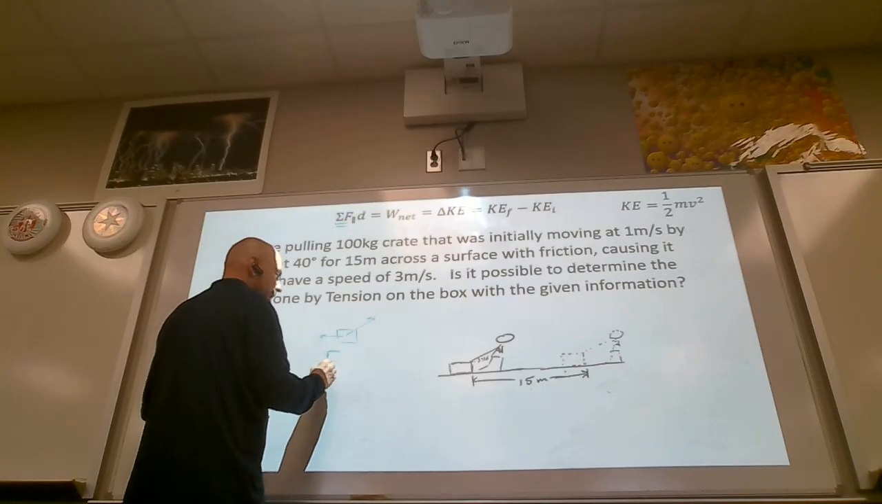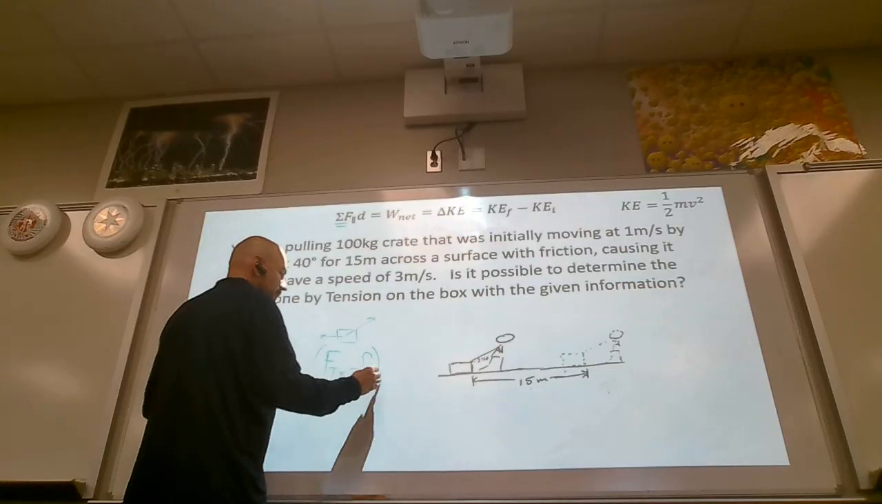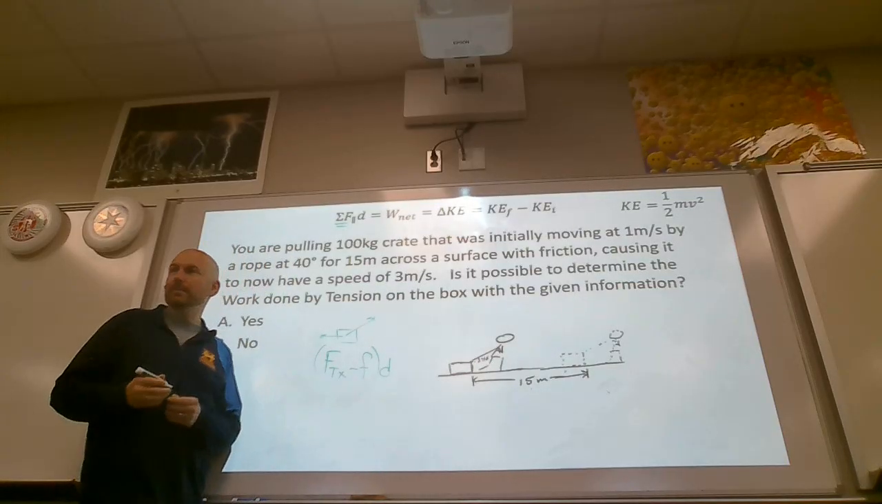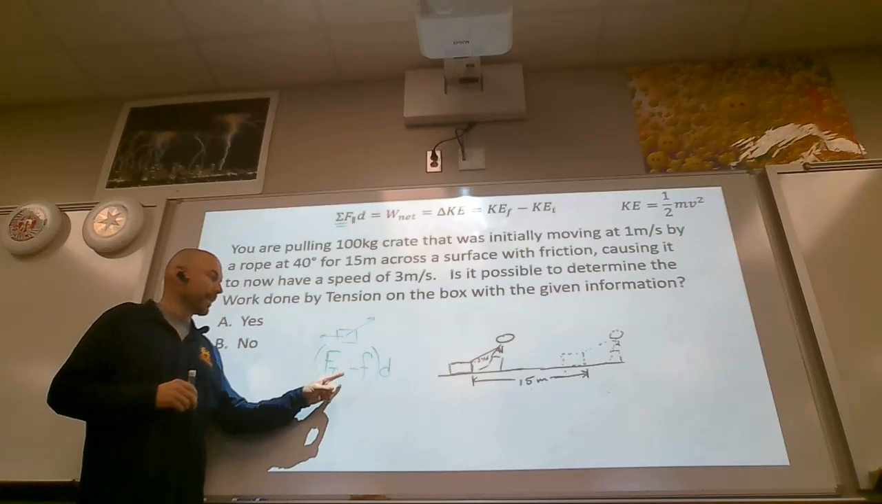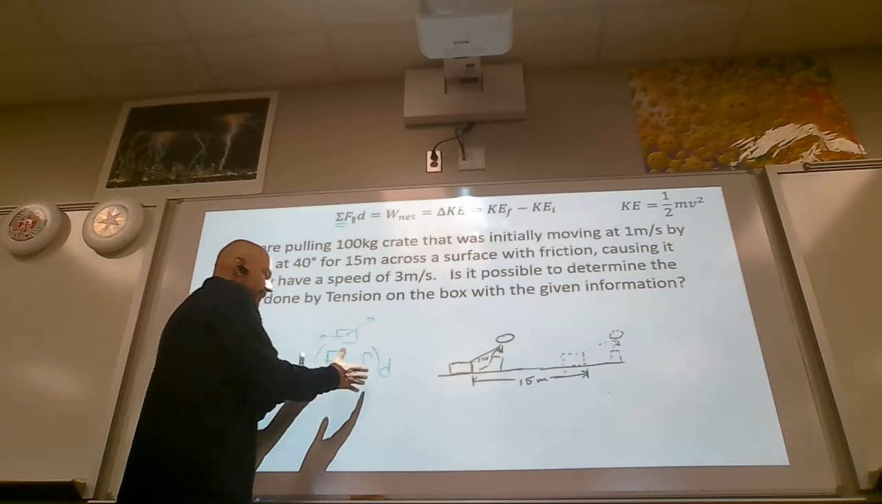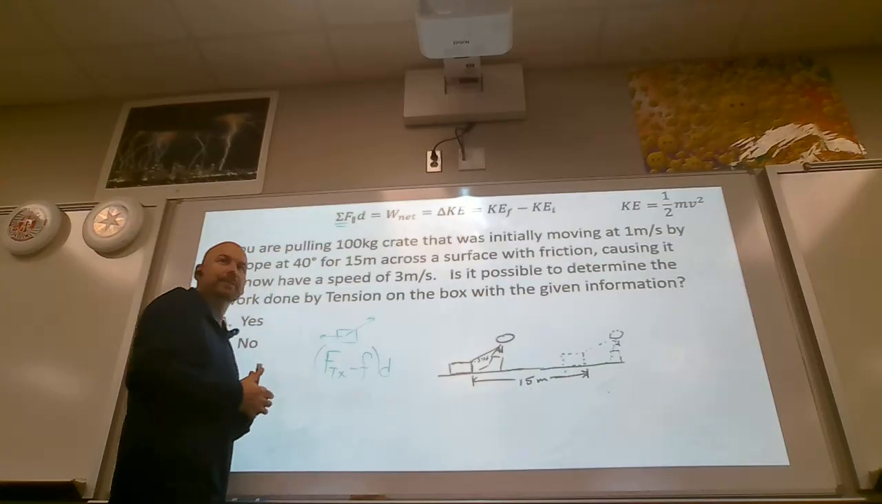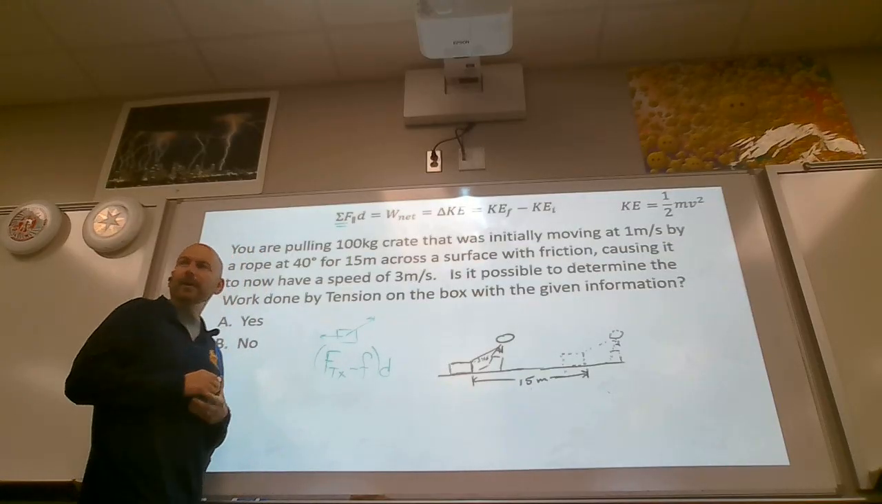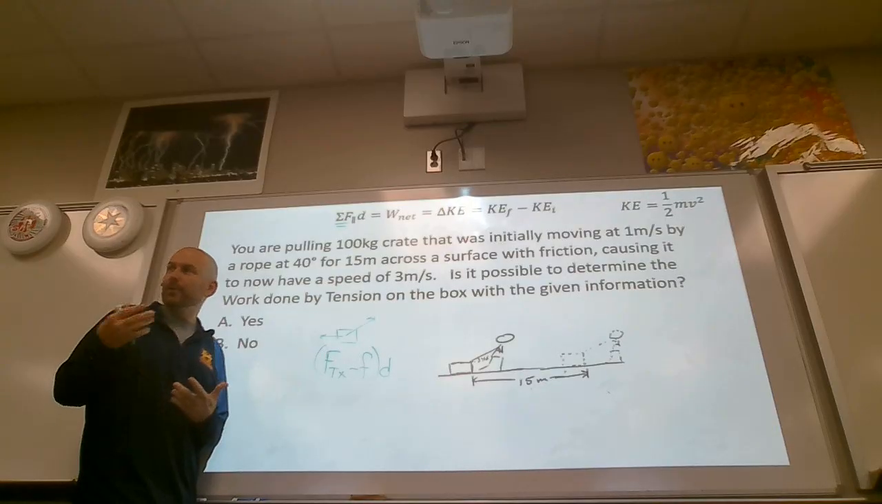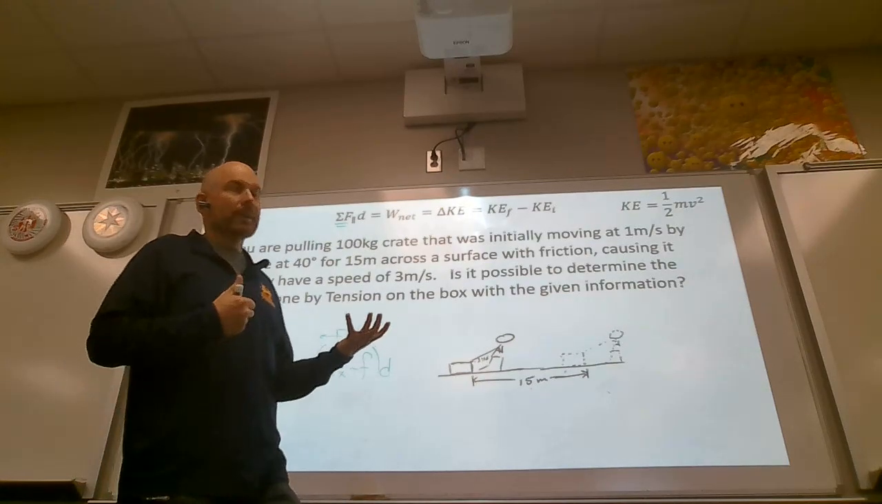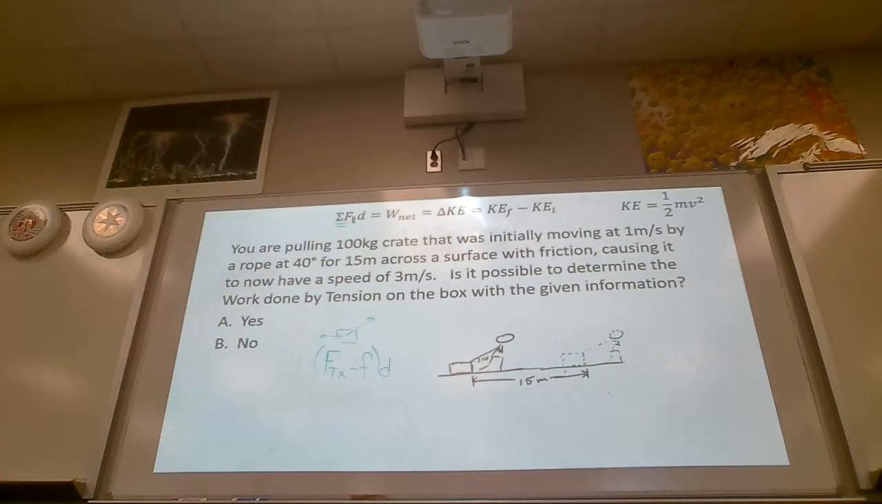Your net force would be Ftx minus friction times distance. Okay? You can find this is your net force, but unless I give you friction, you're not going to be able to find tension in the x direction, therefore find tension. Okay with that? So the point of this question is I want you to recognize that this work energy theorem is not the silver bullet for everything. It gives you some things, but it doesn't give you everything. Okay?